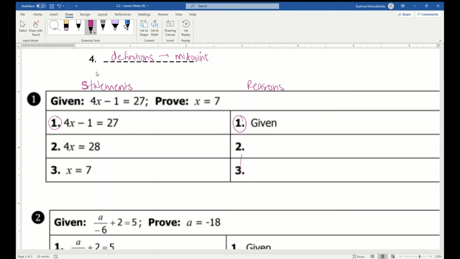So 4x minus 1 equals 27. And to go from step 1 to 2, you can see you add 1 to both sides. So my reason that helped me go from step 1 to step 2 is the addition property of equality. And then to go from step 2 to step 3, you divided both sides by 4. So that is the division property of equality.